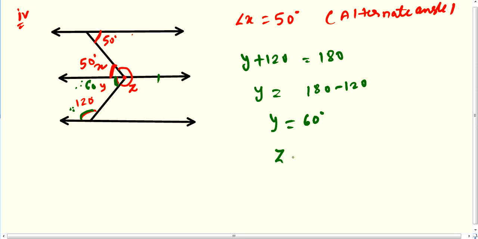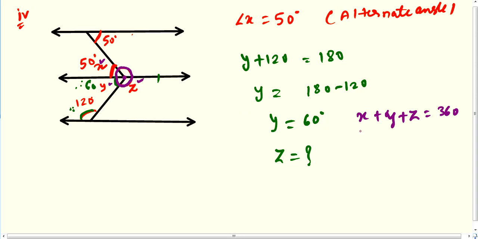Now in the last we have to find z. As you can see in this question, z is this much portion. If I am taking this whole part, then it will be known as angle at a point, and as you know, this total angle will be equal to 360 degrees. So here we are having x, y and z. These three are making 360 degrees. So x plus y plus z will be equal to 360 degrees.